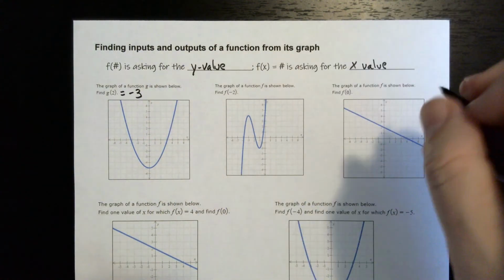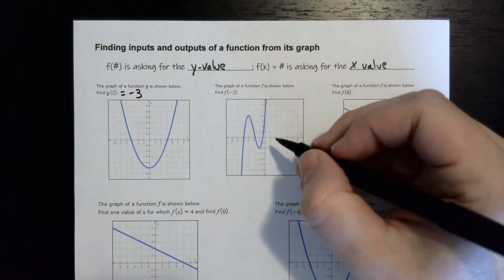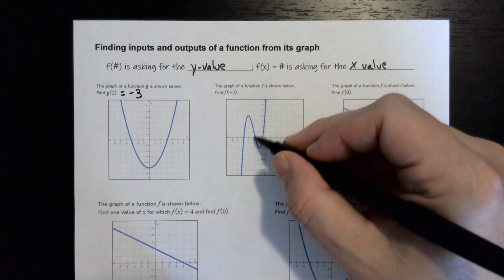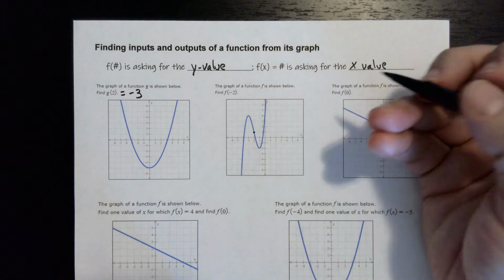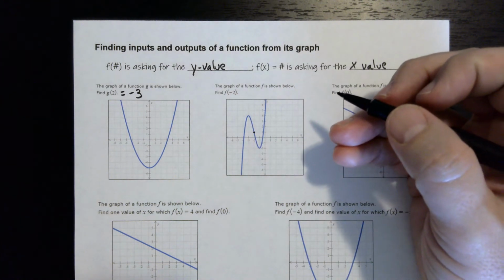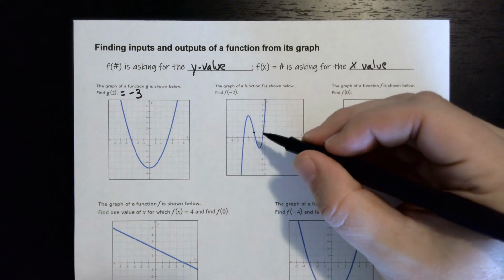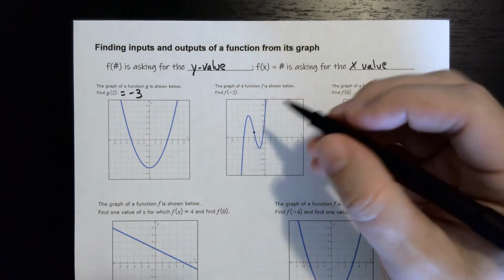Okay, let's look at the next one. f of -2. Same idea. We go to -2 on the x-axis, and then we look up and down for the graph. Now, this graph is kind of hard to see, but it looks like it's crossing right about there, and that is 1. So g of -2 has a y value of 1.